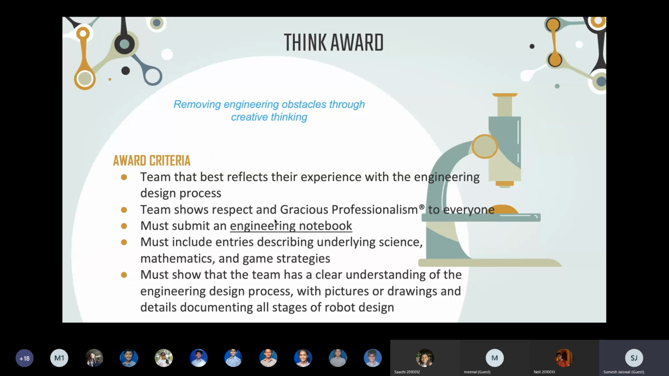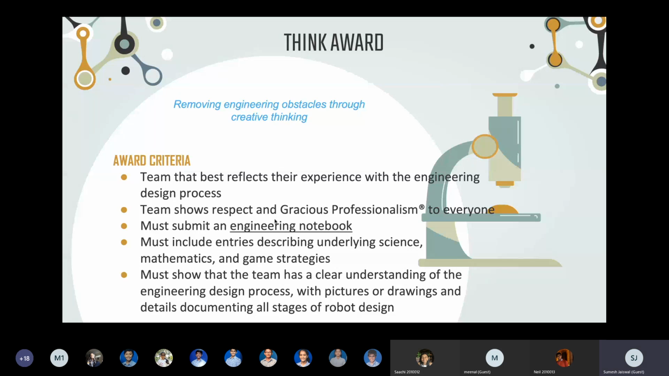And two very important points. One is the team must show respect and gracious professionalism to everyone. You might be wondering, how do the judges come to know about gracious professionalism? They are observing all the teams as they go about their activities, whether it's playing the matches, lining up before the matches, how you talk to people when they come to your booth, how you coordinate with your alliance partners, and how you behave with your alliance opponents, and so on. So gracious professionalism is extremely important.